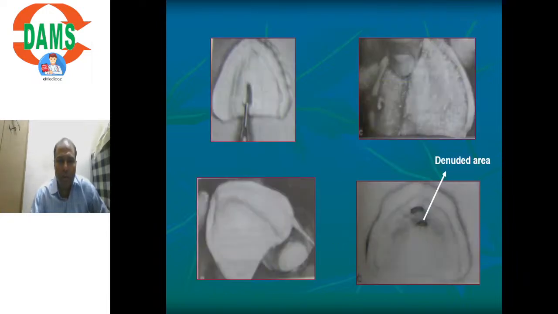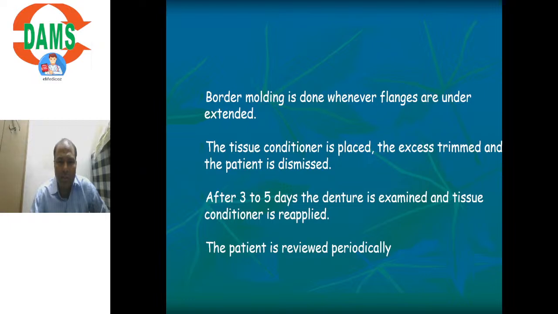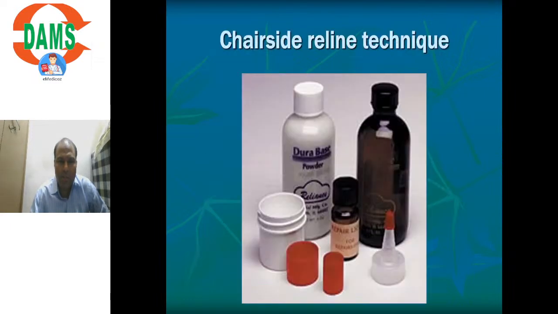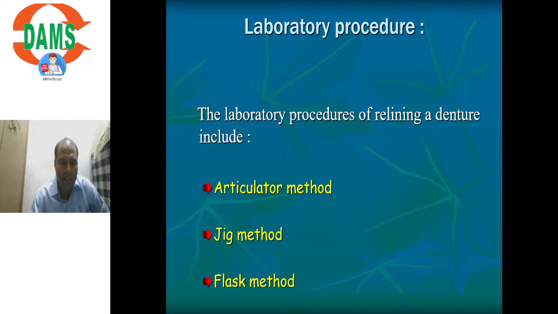So you can see we are trimming the denture. Okay, if I am doing chair side relining, kindly don't use such materials. Okay, so we have various articulator, jig and flask methods. We can take it as a separate topic.